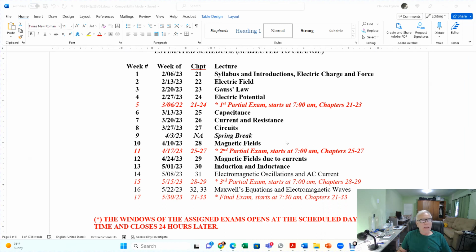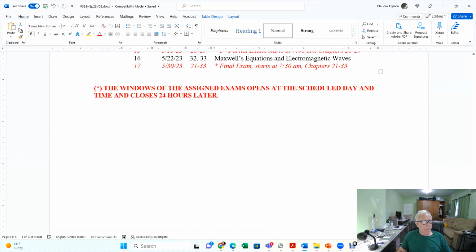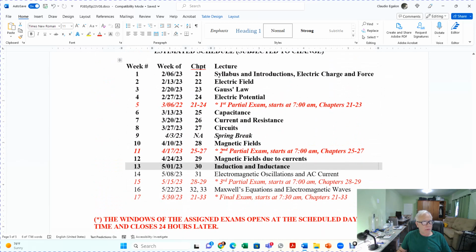This is Physics 38 and I want to make a little correction to the syllabus. Let's take a look at the update to the schedule. Maxwell's equations and electromagnetic waves is going to be the last topic that we're going to cover.